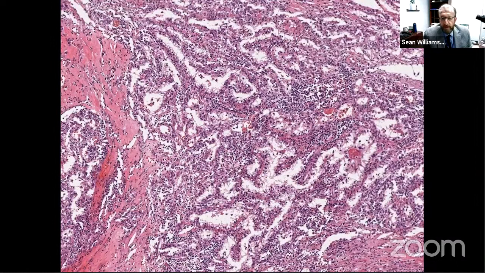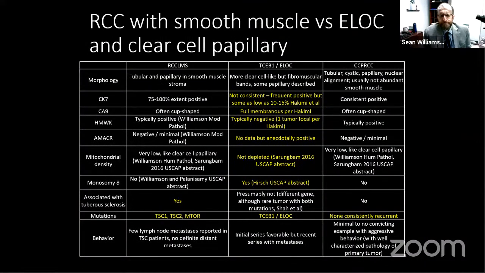Here's an example of one of these cases from the Cancer Genome Atlas database. You can see it looks very much like a clear cell renal tumor, and there's a bit of fibromuscular stroma on the left there. But to me, these are not entirely easy to differentiate from clear cell tumors at the present time. And so I think this is a challenging diagnosis at present.